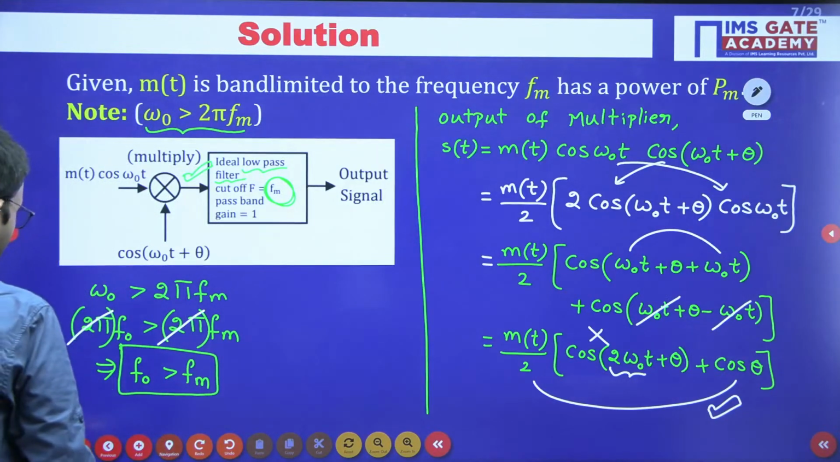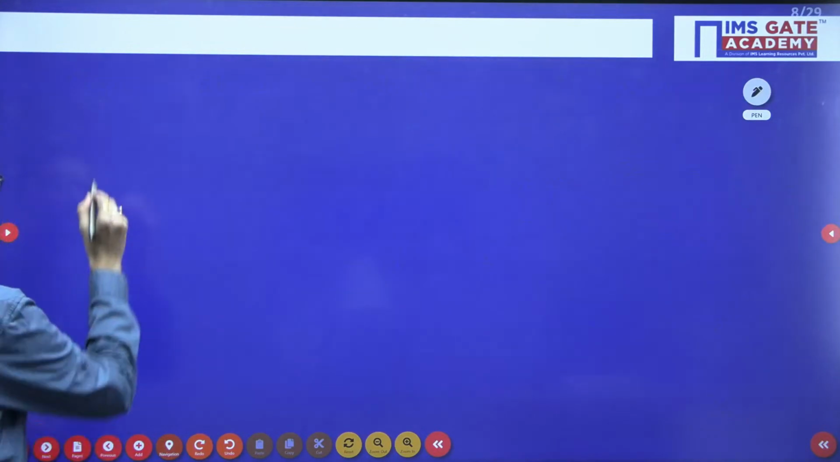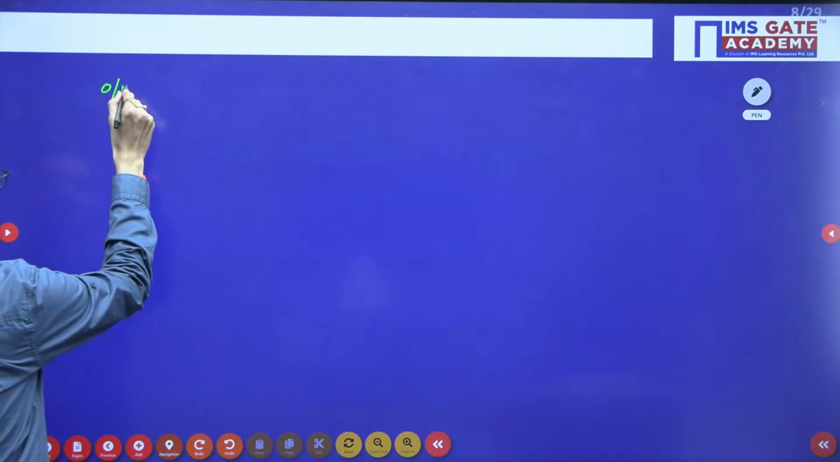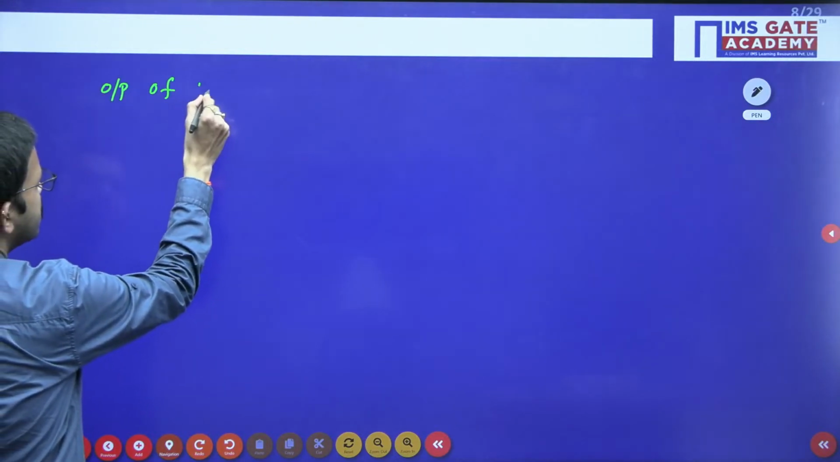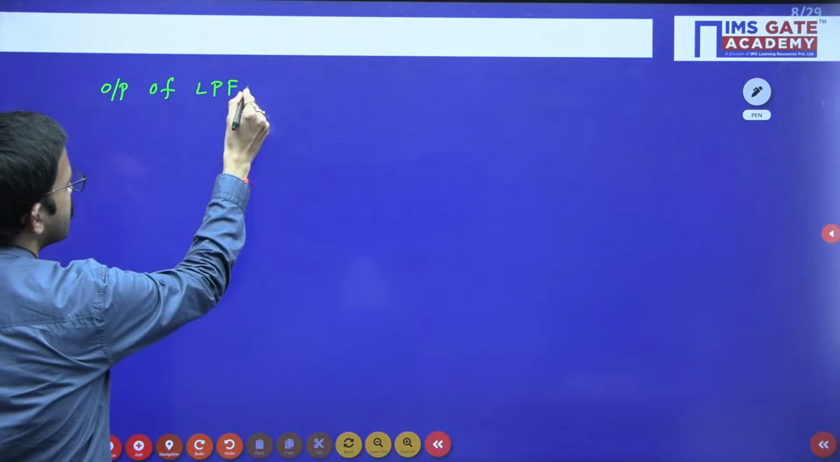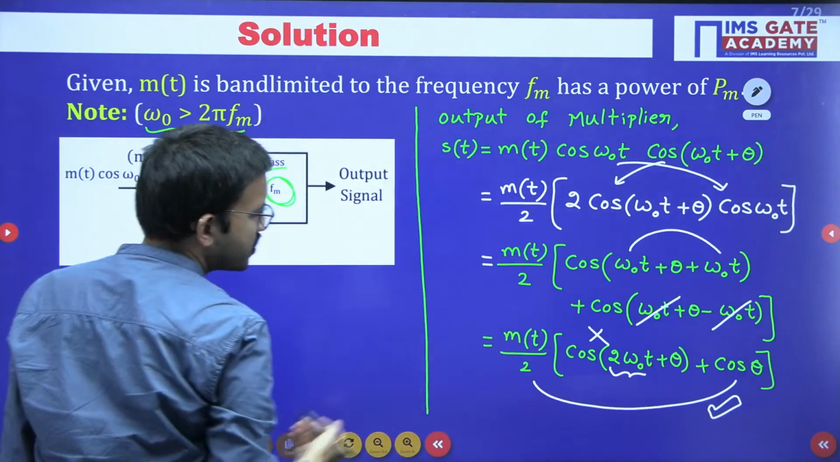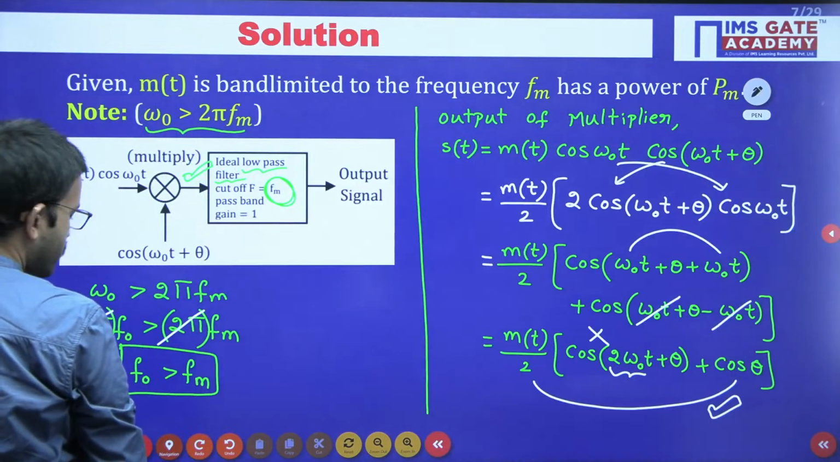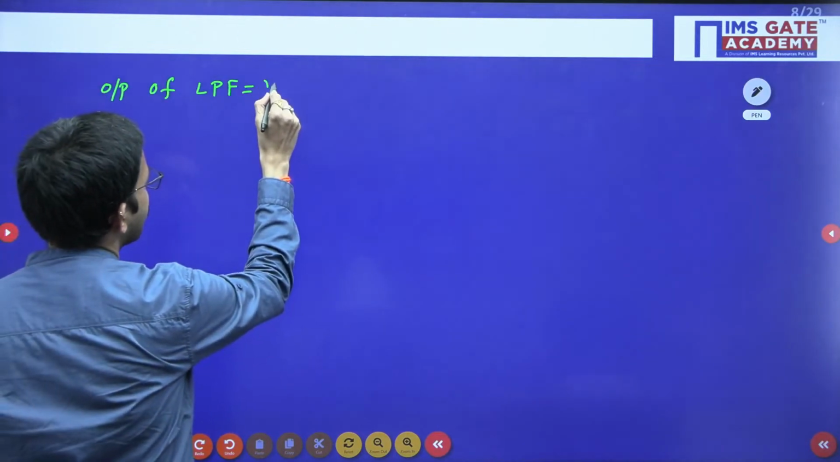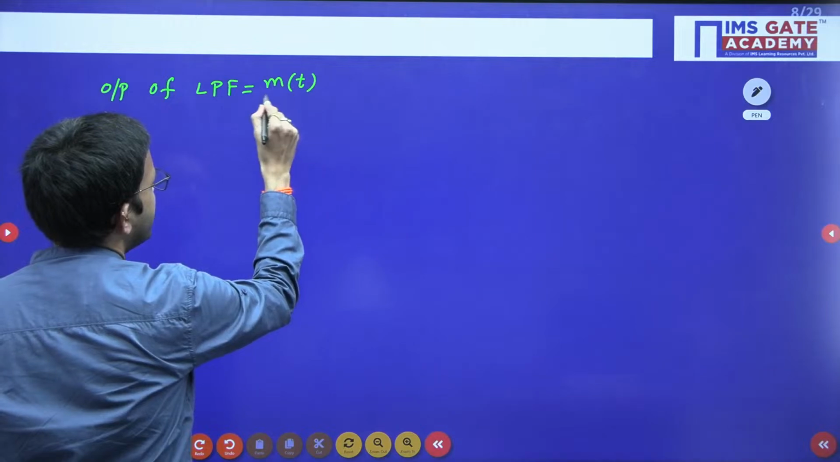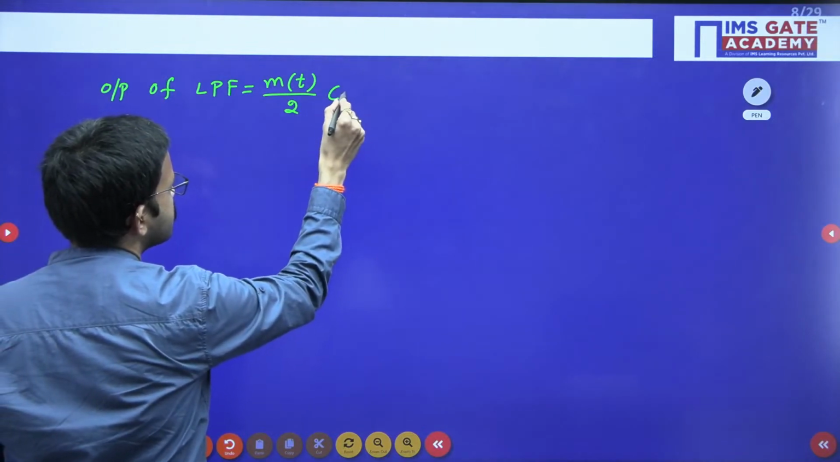So the output of the low pass filter is equal to the second term, that is m of t by 2 into cos theta.